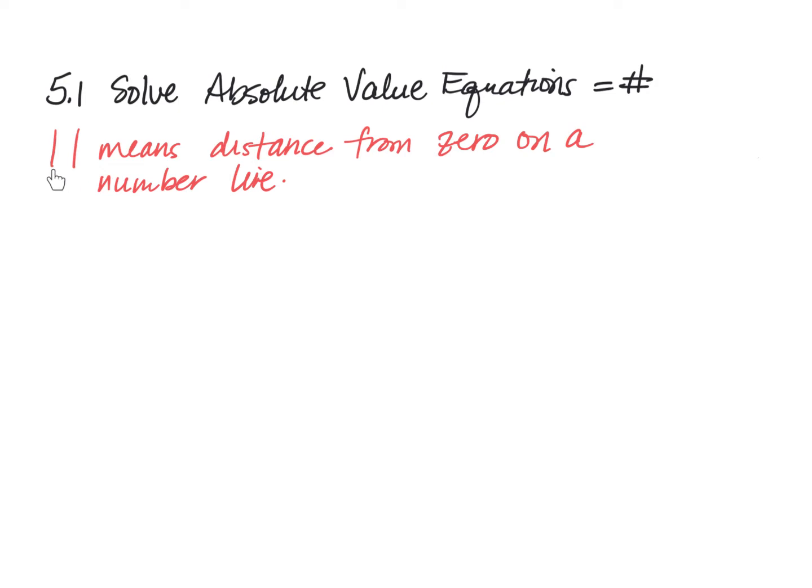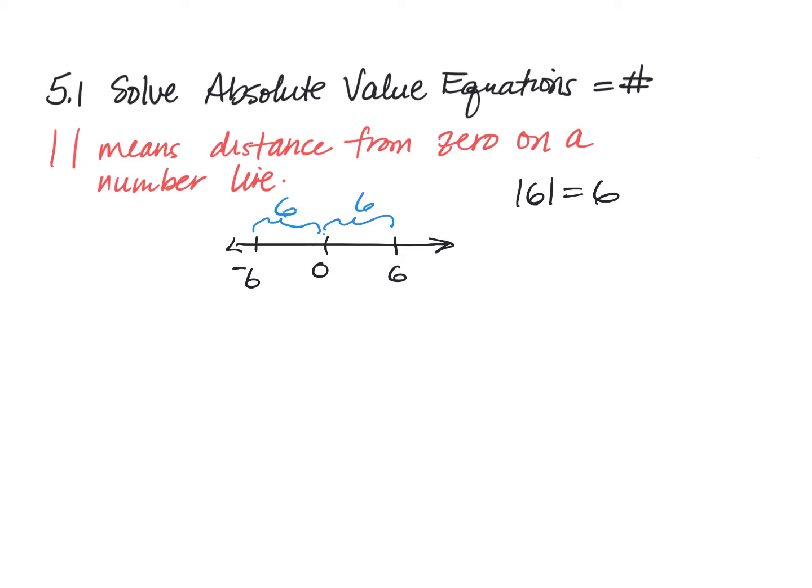When you see those absolute value marks, it means the distance from 0 on a number line. So what I mean is this. If you have a number line, and here is 0, that distance from 0 to 6 is 6 units, right? That makes sense. So the absolute value of 6 is 6. Well, if I go to negative 6, the distance from 0 to negative 6 is still 6. So the absolute value of negative 6 is still 6. So distance is really what we're talking about when we do absolute value.